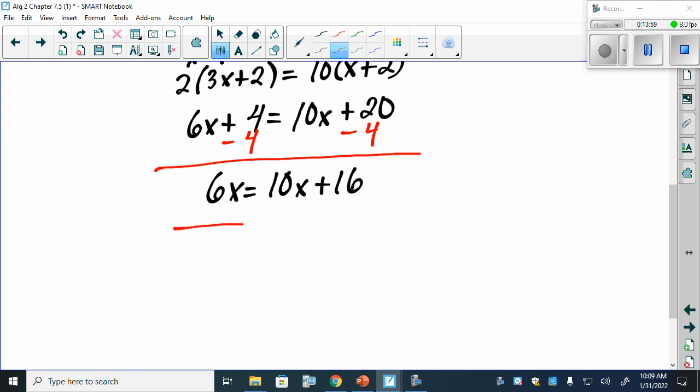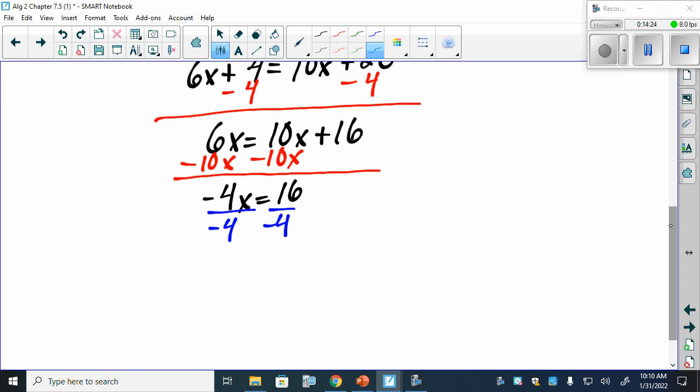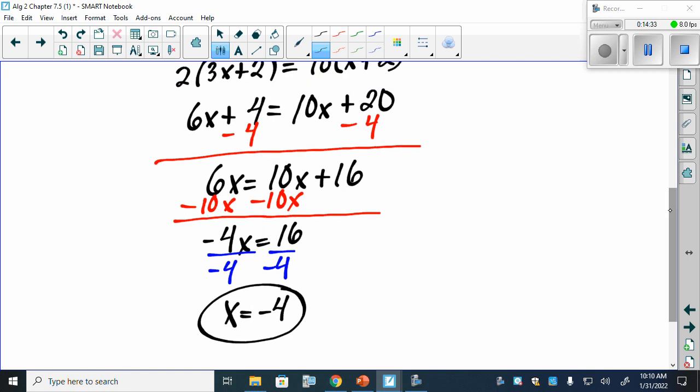Because then I would subtract not 6x. I would be subtracting 10x, which would tell us that negative 4x is equal to 16, at which point we can divide by negative 4, which tells us x is equal to negative 4. So if we had subtracted 10x first, or if we subtracted 6x first, we would still get to the same place.